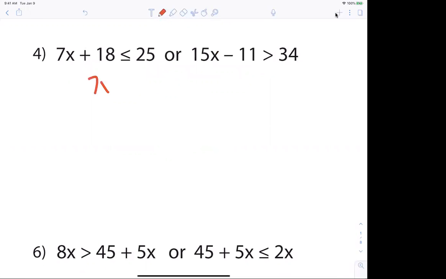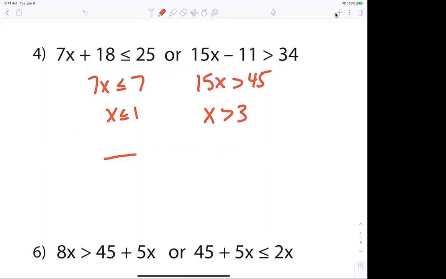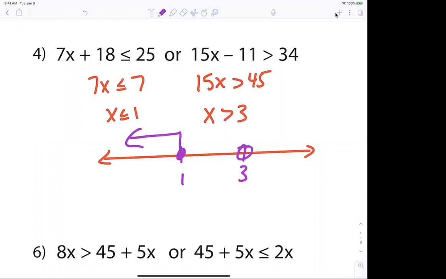So again, 7x is less than or equal to 7. X is less than or equal to 1. 15x is greater than 45, so x is greater than 3. All right, now they're in opposite directions, so we have to really think about it. Let's draw the number line. Here is 3 and here is 1. Less than or equal to 1, greater than 3.